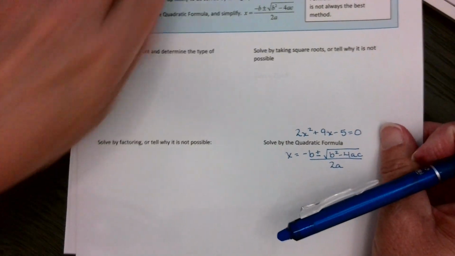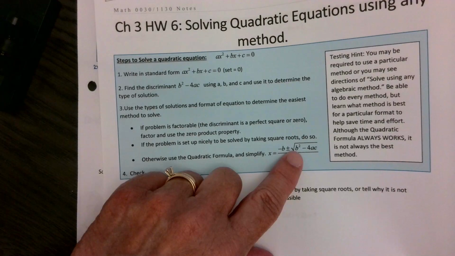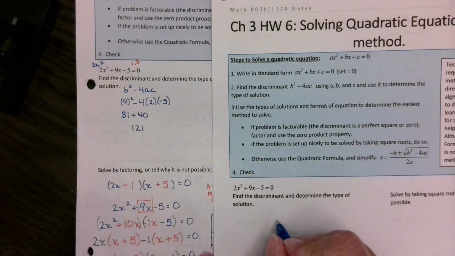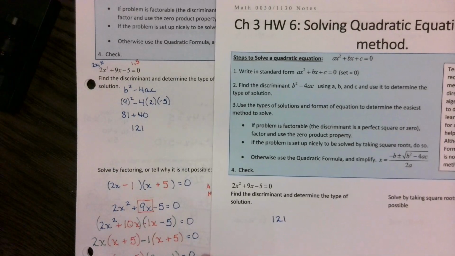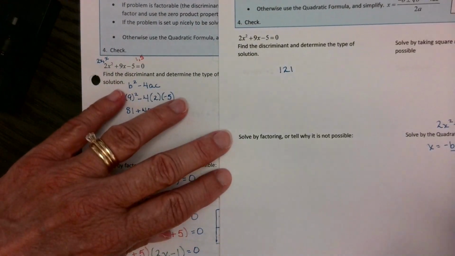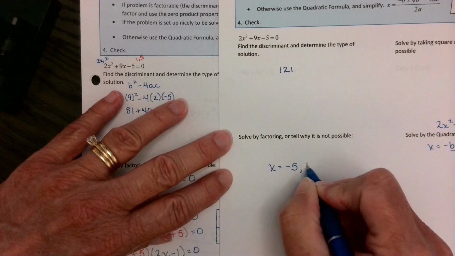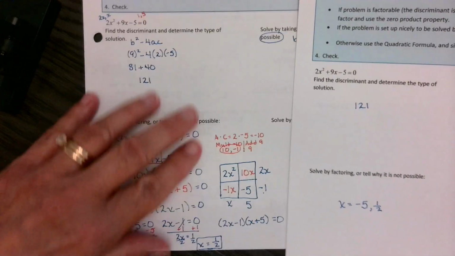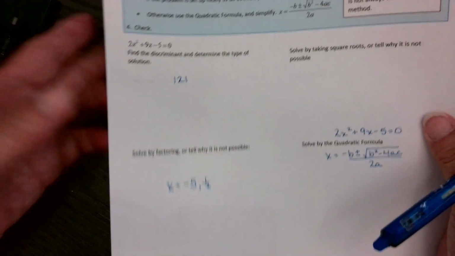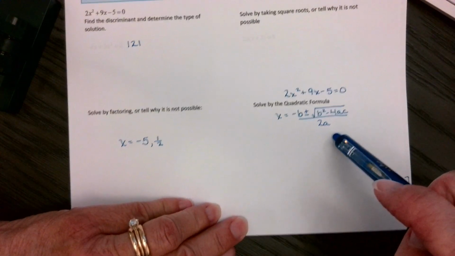Now you will remember from the last video, I think I have it underneath here someplace. Yeah, there it is. Okay, that we found the discriminant, the b squared minus 4ac, to be 121. We solved by factoring, and when we did that we found our answers to be negative 5 and a positive 1/2. That's what we did down here. Now we should come up with the same answer over here.